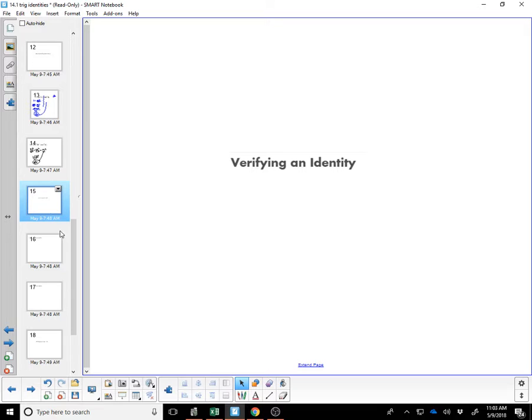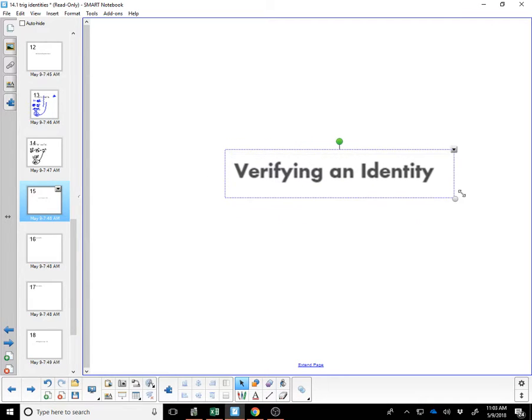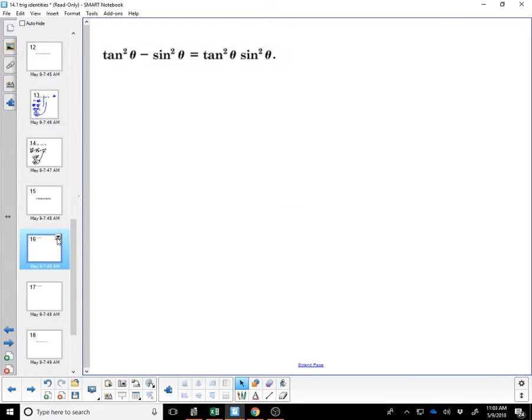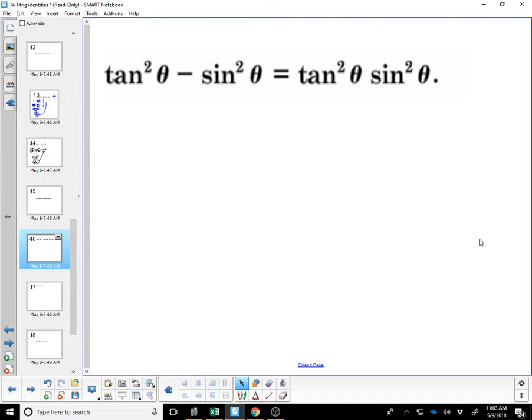Okay, so verifying identities. We're still doing that. Did we already do these? Oh, that's a challenge. Well, it's the same thing. It's still the same thing. Prove that the left side is the right side. Yep, they both equal 1. Oh no. No, they don't. Gosh darn it.